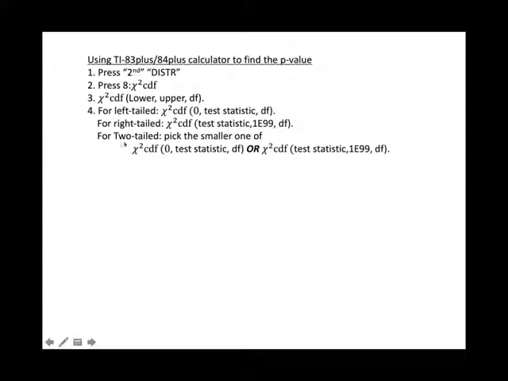But when you're working on the two tail, you have to do both of them. You do the left tail from 0 to the test statistic with the degrees of freedom, and you also do the right tail, test statistic to 1E99 and then the degrees of freedom. After you get these two numbers, you pick the smaller one. The smaller one will be your p-value.